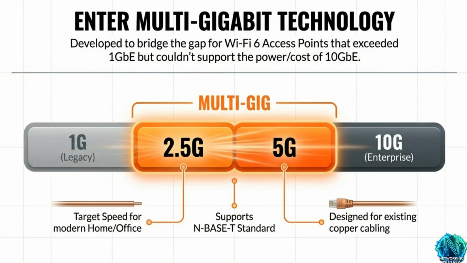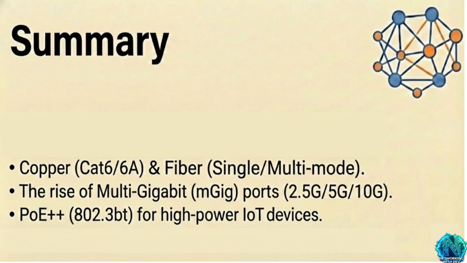This concludes our deep dive into the physical world of networking. We've covered a massive amount of ground today, transitioning from the physical wires in our walls to the invisible light pulses that power the internet. We started by comparing the sweet spot of copper Cat6 and 6A with the high-speed marathon runners of the fiber world. Whether it's the cost-effective short-range sprint of multi-mode or the 100-kilometer reach of single-mode, choosing the right glass is critical for your infrastructure. We also explored the bridge to the future with multi-gigabit, mGig ports, allowing us to hit 2.5 and 5 gigabit speeds on existing copper.